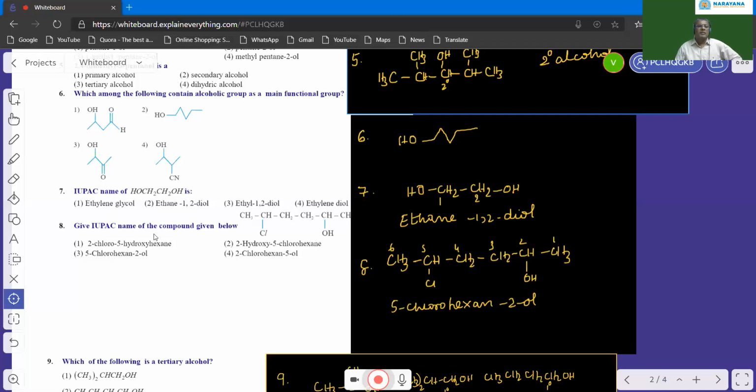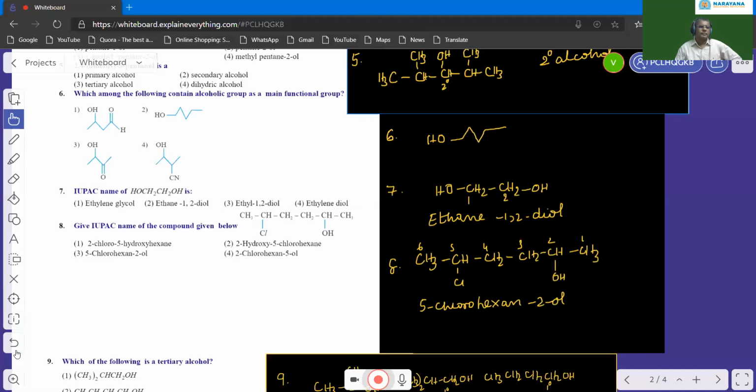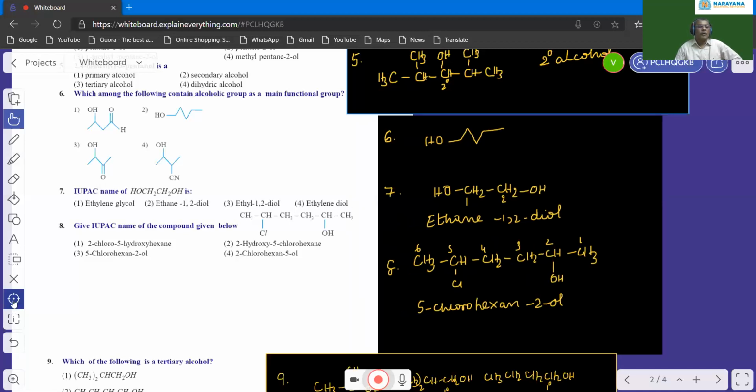Give the IUPAC name of the compound given below. If you look at the structure that is given, you can see the numbering is given from right to left, 1, 2, 3, 4, 5, 6. On the fifth carbon, you find chlorine. So 5-chlorohexan-2-ol. So option 3 is the correct option.